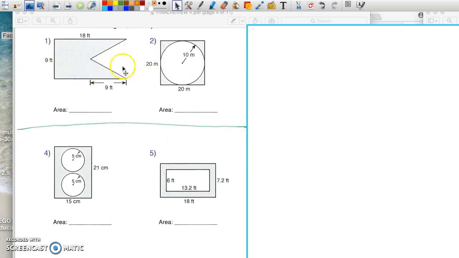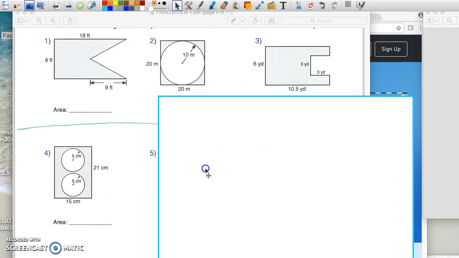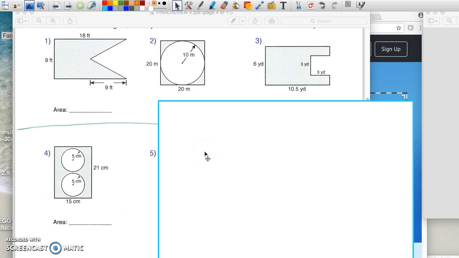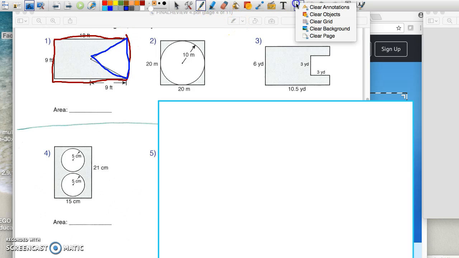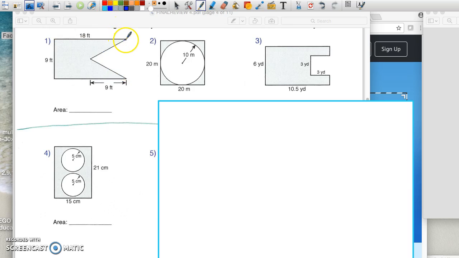Okay, next section is basically the same thing, except this time instead of adding two figures together, you're going to subtract. As you can see, you have a rectangle as your first figure here. See the rectangle? Right? And then we're going to take out a triangle.